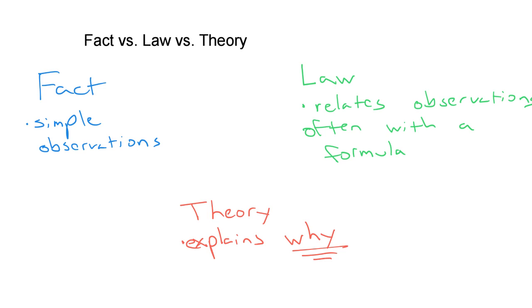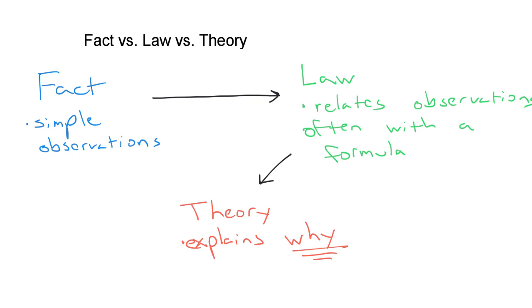The theory explains why. Now, often we progress from facts to laws to theories, but these three things still stand separately. Laws do not become theories. Laws stand independently, and then theories attempt to explain those laws. But they do not take the place of those laws. That's just something really important to note here. Laws don't just become theories. Laws stand on their own, and theories attempt to explain those.